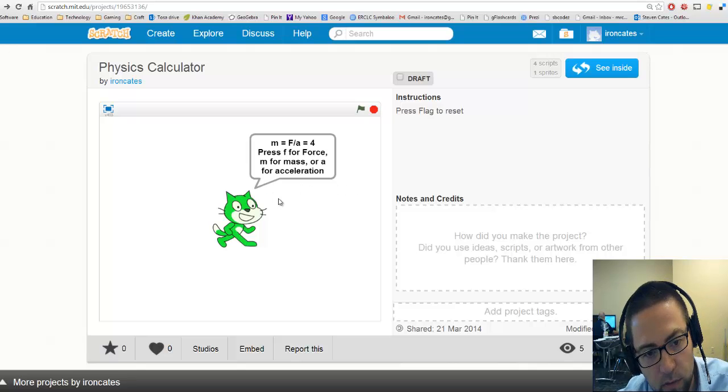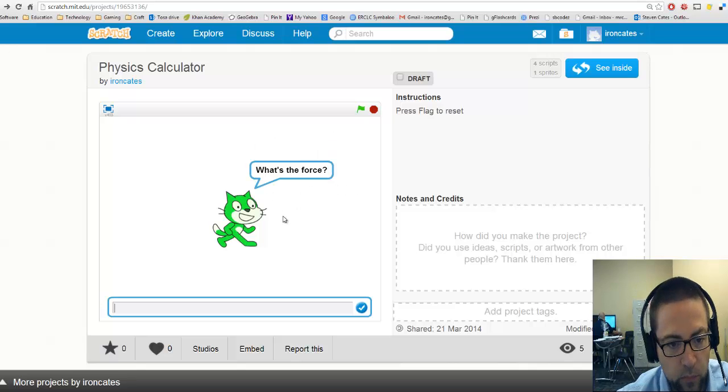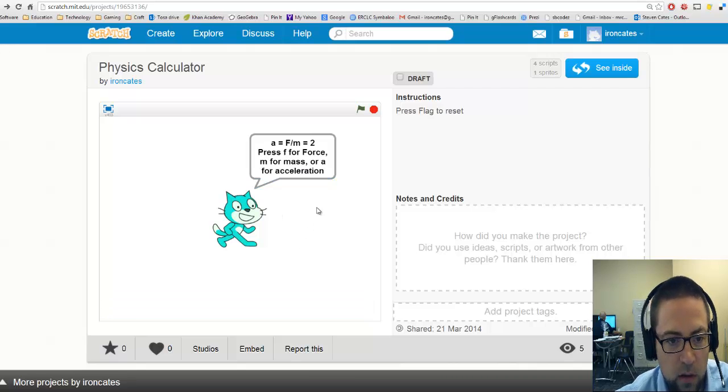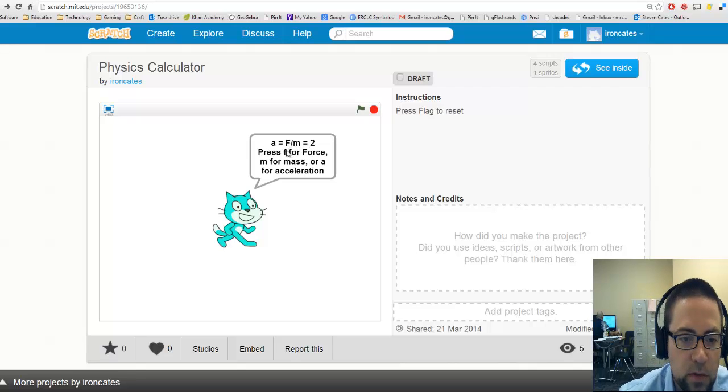And I could also solve for the acceleration by pressing A. So say force is 6, and the mass was 3. Oh, I made a horse sound. Okay, so acceleration is equal to the force divided by the mass, which is equal to 2.